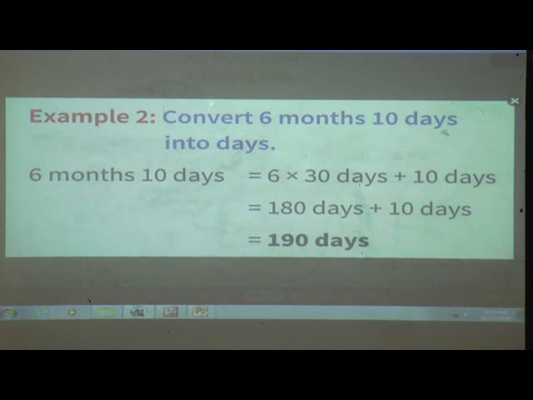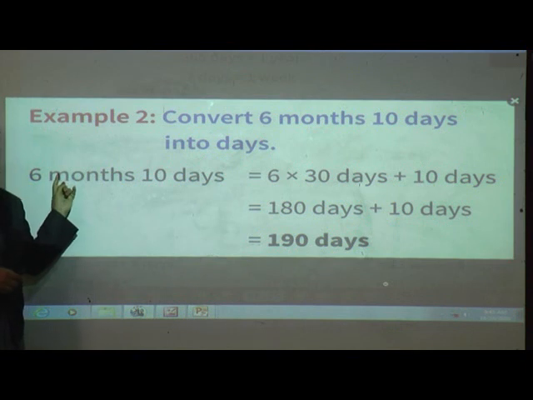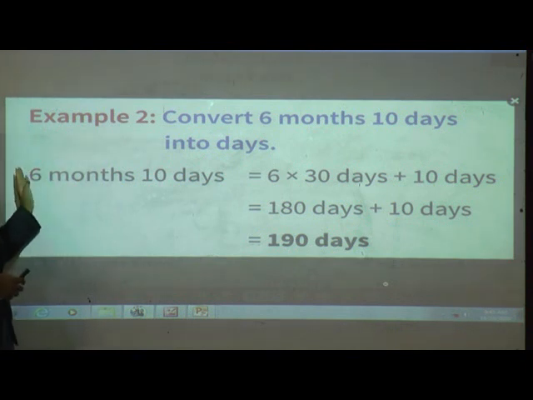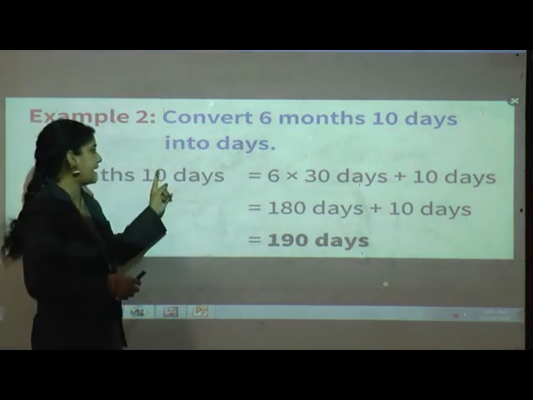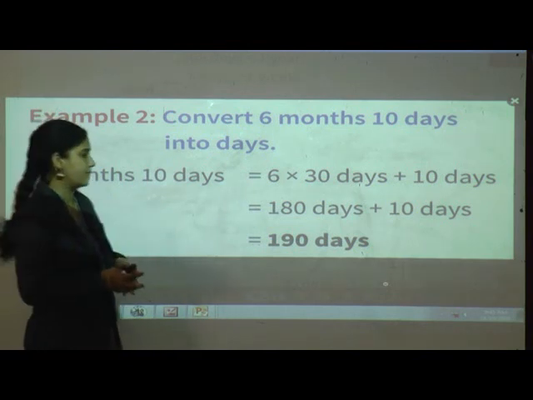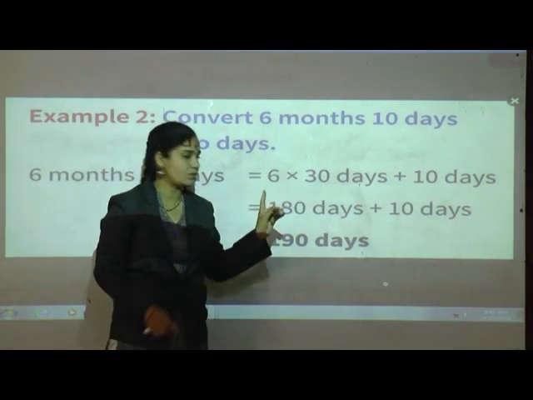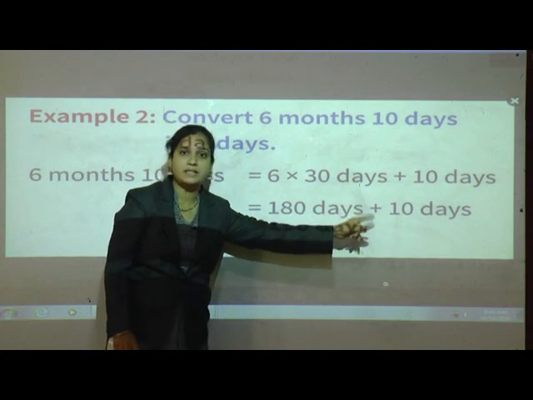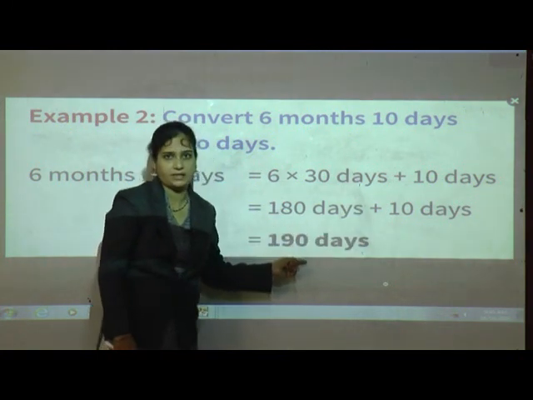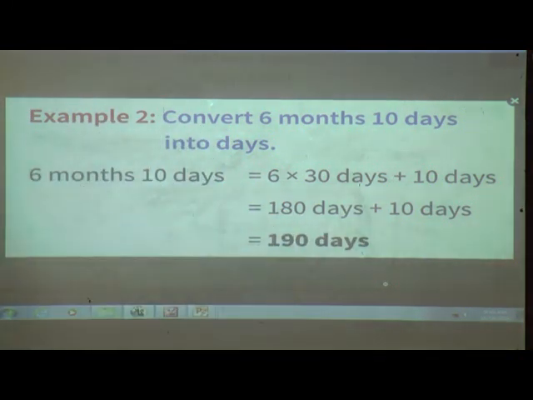Okay, so we'll see our next example. Convert 6 months 10 days into days. So first of all, 6 months, 1 month is equal to 30 days. So multiply 6 by 30 and add this 10 to the answer. So 6 multiplied by 30 is equal to 180 and plus 10, that means 190 days.